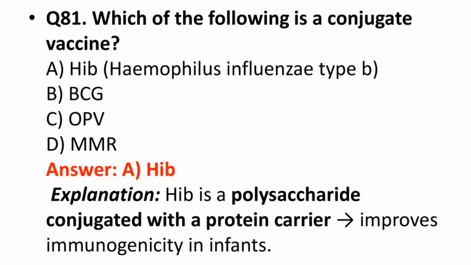Which of the following is a conjugate vaccine? Option A, Haemophilus influenzae type B; option B, BCG; option C, oral polio vaccine; option D, MMR. The correct answer is option A, Haemophilus influenzae type B. HIB is a polysaccharide conjugated with a protein carrier. It improves immunogenicity in infants.